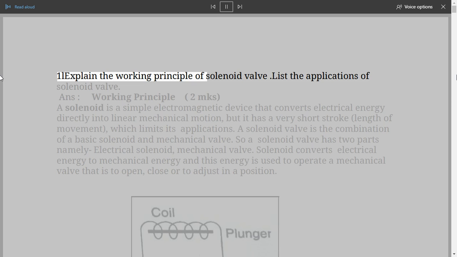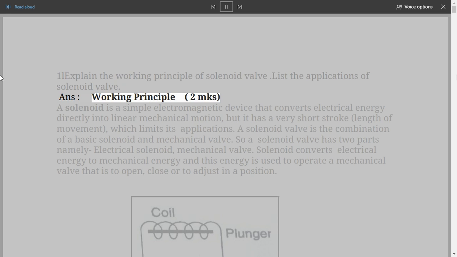Explain the working principle of solenoid valve. List the applications of solenoid valve. Answer: working principle, 2 marks.